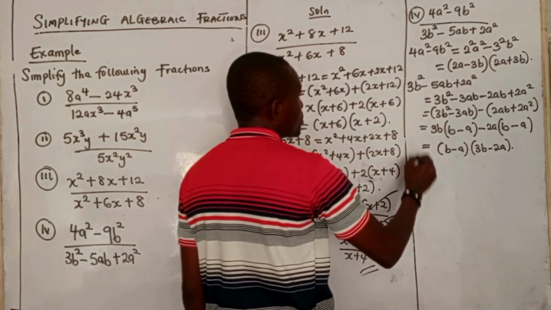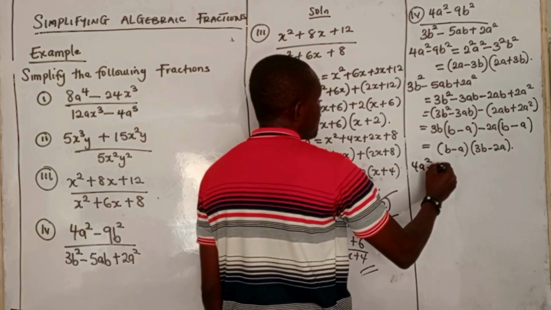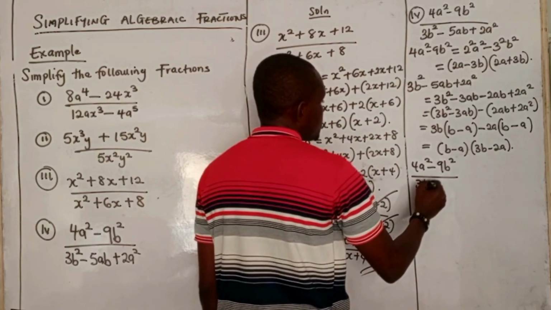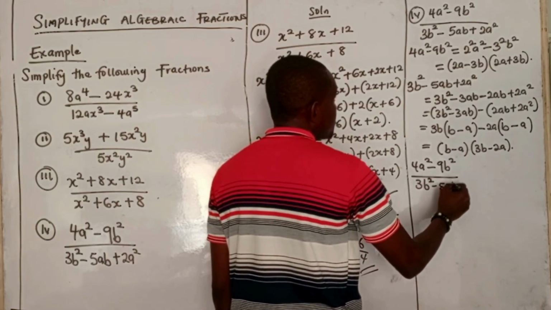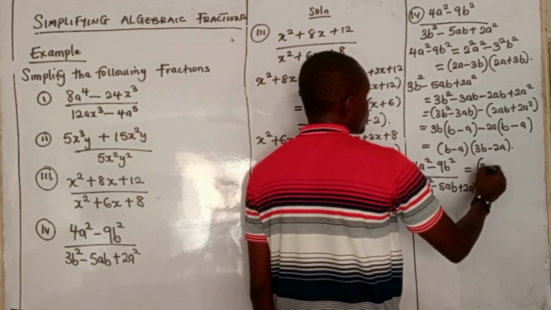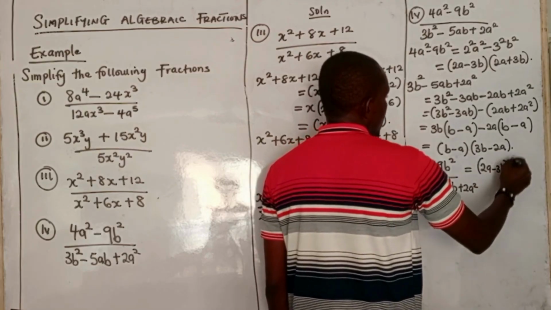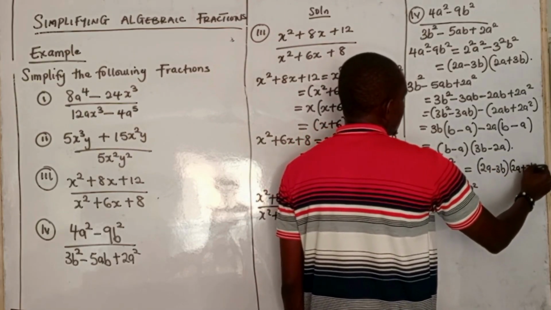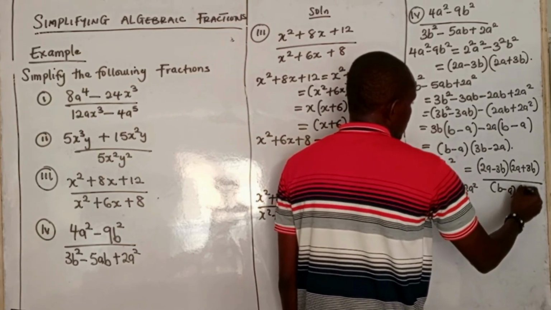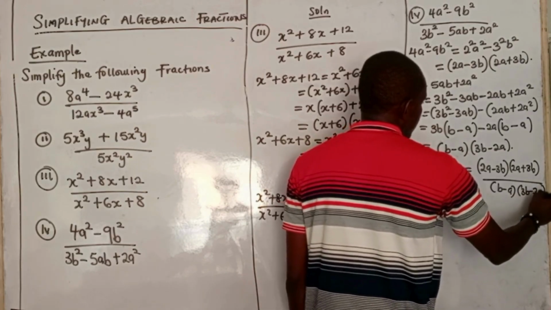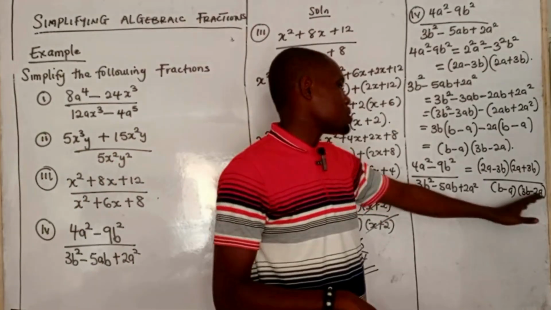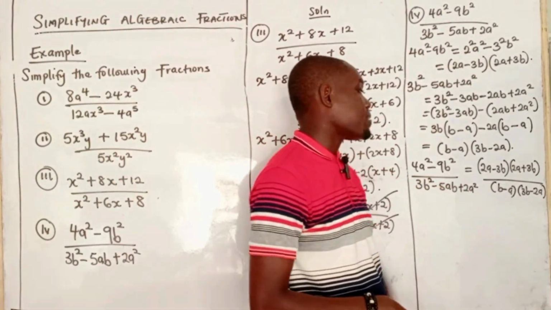So back to my question, which is 4a squared minus 9b squared all over 3b squared minus 5ab plus 2a squared. I am now going to have it as 2a minus 3b and then 2a plus 3b, all over b minus a, then 3b minus 2a. Now, from there, if you notice, it's looking as if we don't have any common factor to cancel.